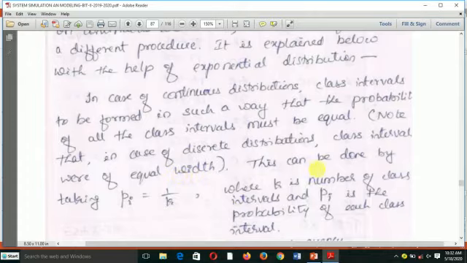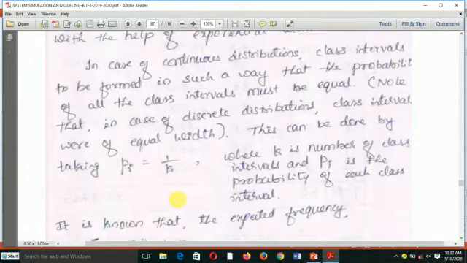So for the class intervals to be equal, we take pi, the probability that a value falls in the i-th interval. So pi will be equal to 1 divided by k. You have to memorize this equation, because all of these formulas will be used during the example.